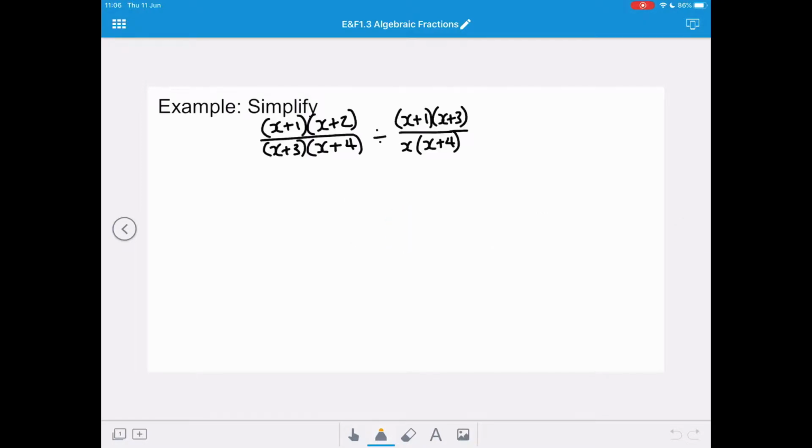So in this example, we want to simplify (x plus 1) upon (x plus 2) all over (x plus 3) upon (x plus 4). And we want to divide it by (x plus 1) upon (x plus 3) divided by x upon (x plus 4). So the first thing we're going to do is rewrite that first fraction because we're going to keep it. So we've got (x plus 1) upon (x plus 2) all over (x plus 3) upon (x plus 4).